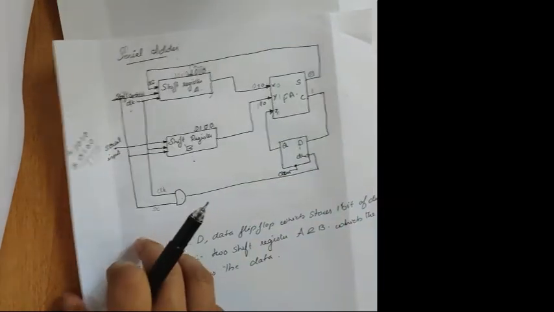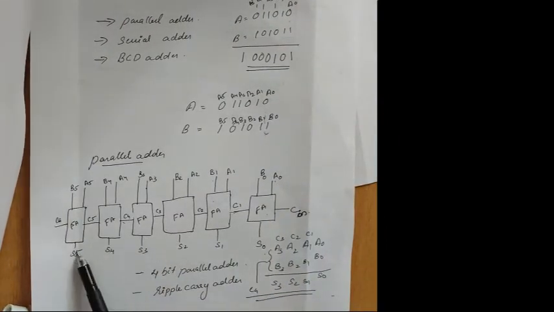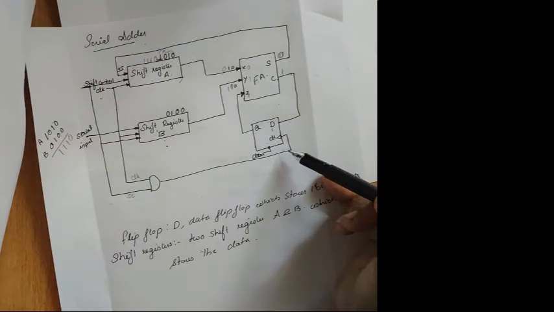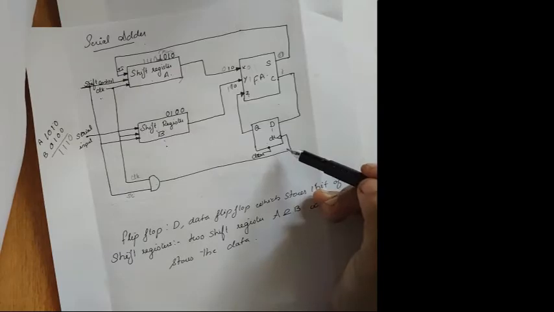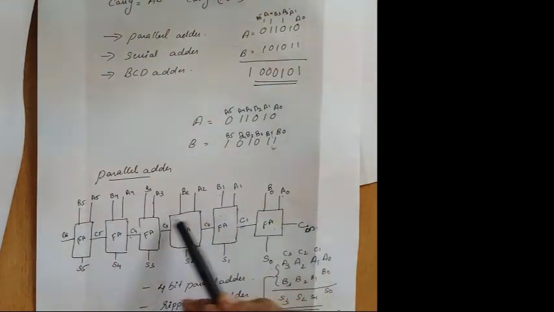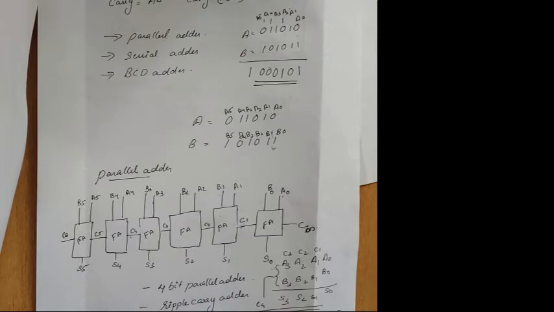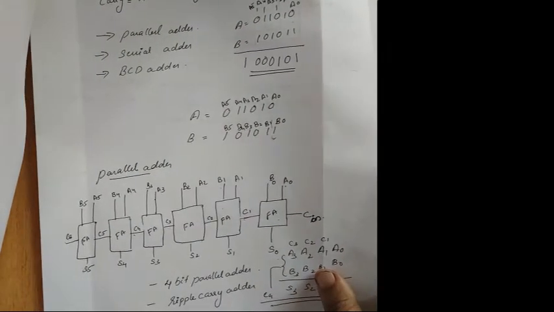Second, in a parallel adder, depending upon the number of bits you want, that many full adders you have to use. Here you are using only one full adder and one flip-flop for the carry bit. So you can say that a parallel adder fully depends upon a combinational circuit. I told you, whatever you are combining together to get the output is a combinational circuit. You are using only adders, so it is a combinational circuit.